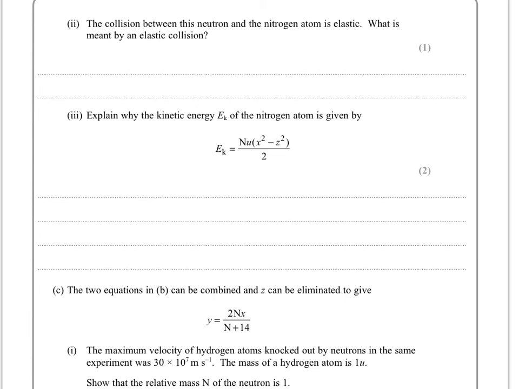So they then ask, explain why the kinetic energy Ek of the nitrogen atom is given by this. Now, these are all properties of the neutron. Okay, so there's a half here. Remember that kinetic energy is a half mv squared. This is the mass of the neutron, and these are the velocities. So this expression represents the change of kinetic energy, the loss of kinetic energy of the neutron. And if elastic collisions have conserved kinetic energy, then the loss of energy of the neutron must be the gained energy of the nitrogen atom. And since it didn't have any energy at the beginning, the nitrogen atom, anything it gained will be its final kinetic energy. So this is the loss of energy of the neutron, so it must be the energy gained by the nitrogen. That's what's going on here.